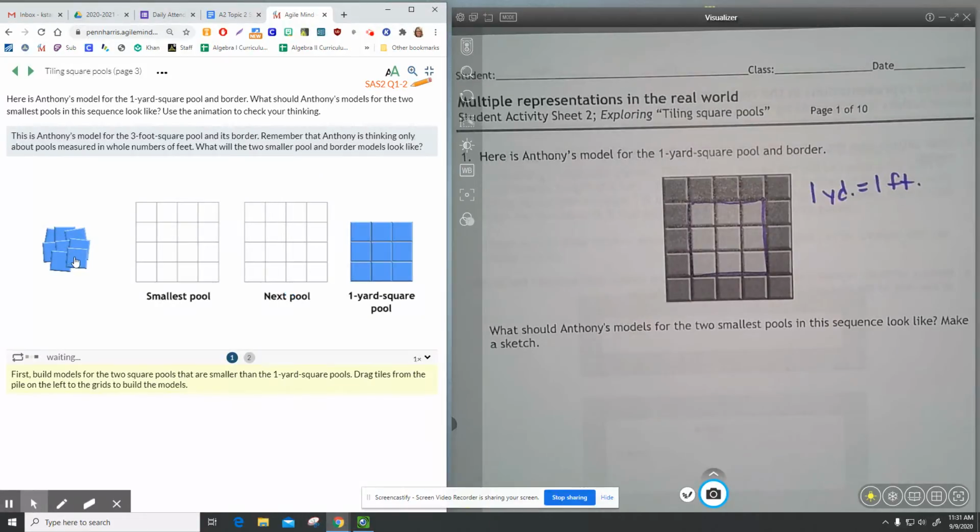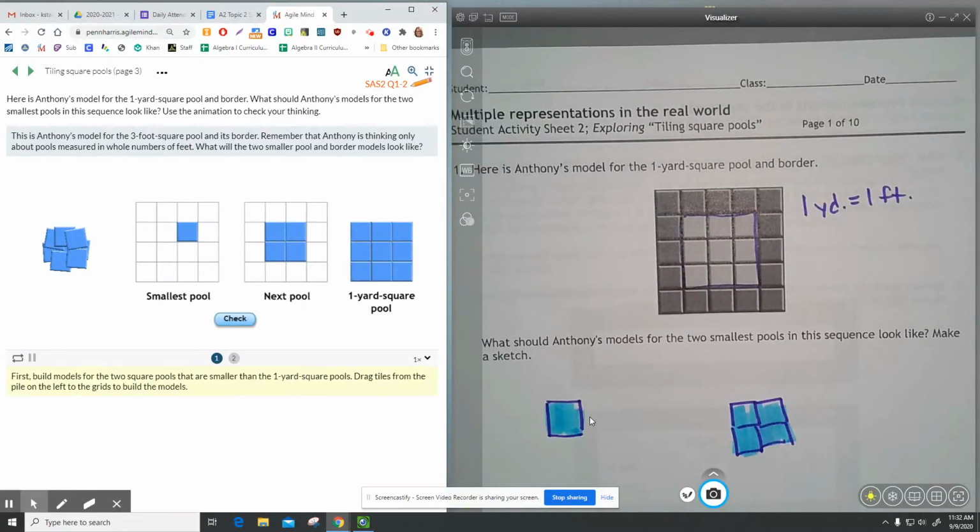So I'm going to take my tiles, and instead of having a 3x3 pool, we're going to just have a 2x2 foot pool. Okay, and what if we went even smaller than that? How big would his pool actually be? That would be 1 foot. Okay, so I want you guys to go ahead and take a moment to get those pictures of our 2 pools drawn on your paper over here.